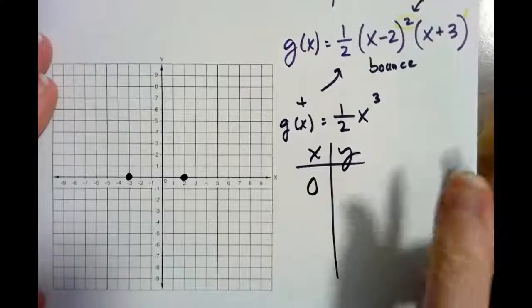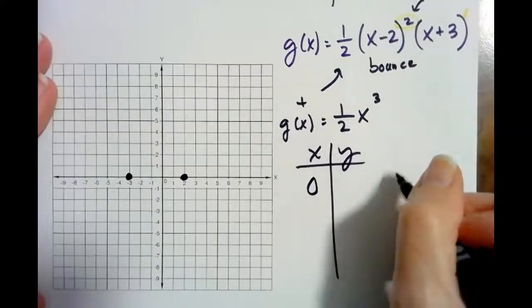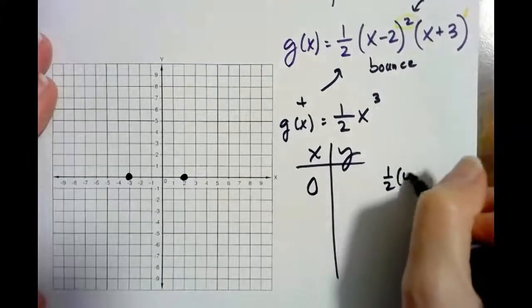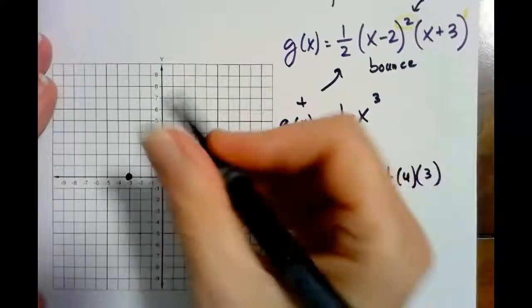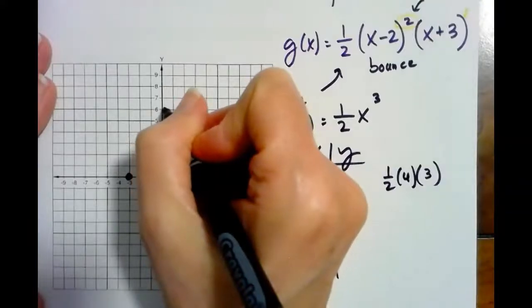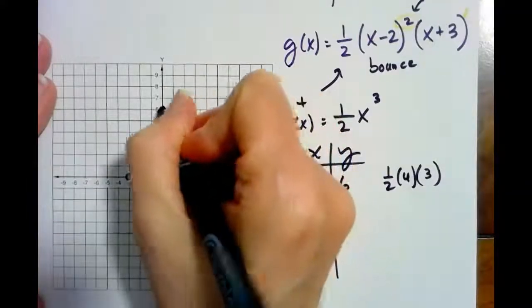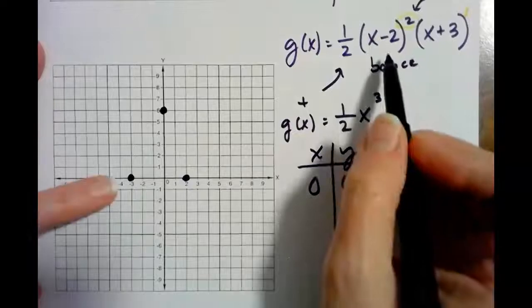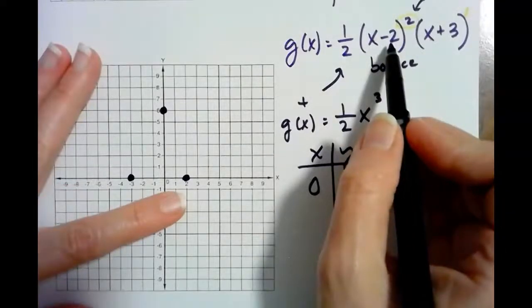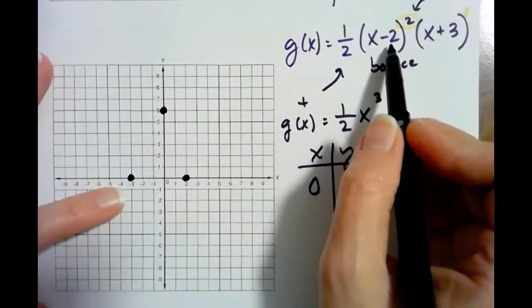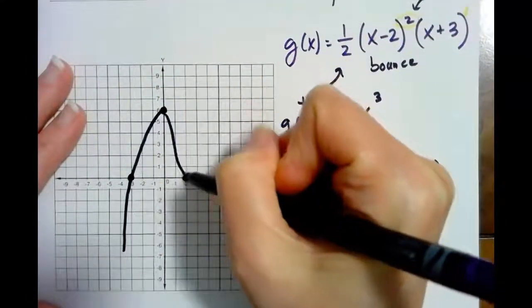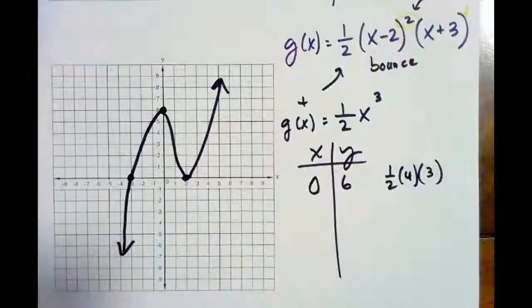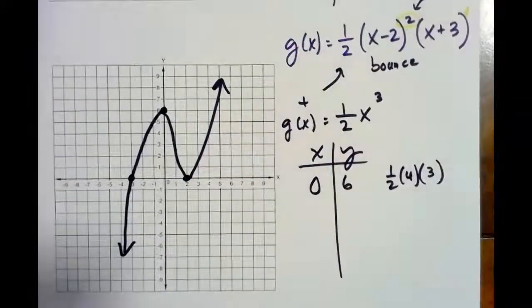And let's go ahead and plug in 0 to get our y-intercept, and then we can graph this function. So when x is 0, that's 0 minus 2, that's -2 squared, which is 4, so 1/2 of 4, and then times 3, half of 12 is 6. We've got a y-intercept at +6. So once again, we're going to bounce at 2 and pass through -3. And we are increasing, so our function is going to look something like that. And we're done.